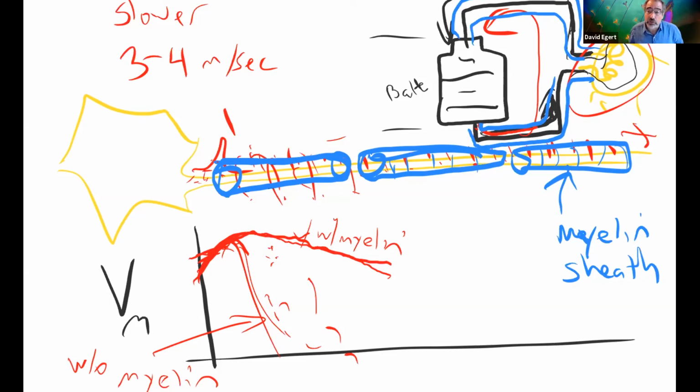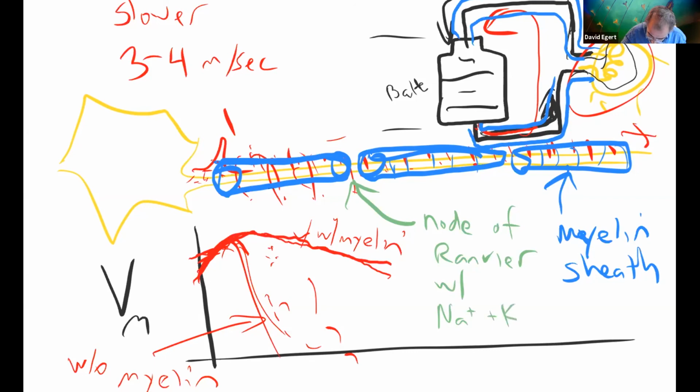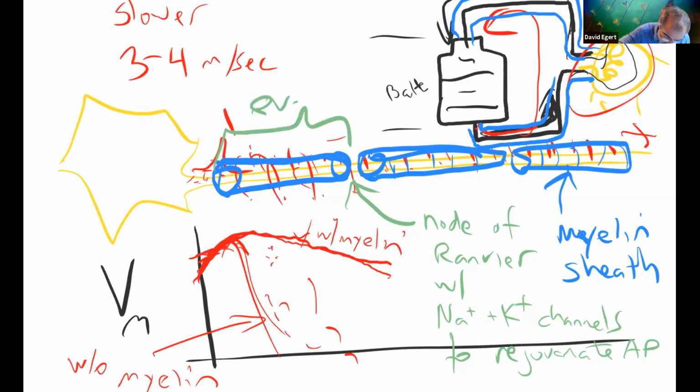You eventually do need to rejuvenate it, but we have these little nodes of Ranvier, with our sodium and potassium channels, to rejuvenate the action potential. But these only have to happen maybe every 2 millimeters. This is about 2 millimeters.